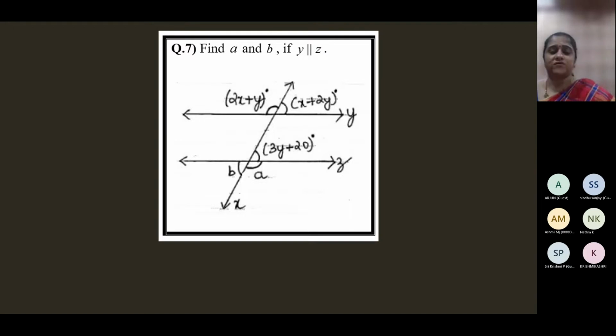Find A and B if y is parallel to z. Please take down the question, draw the figure.